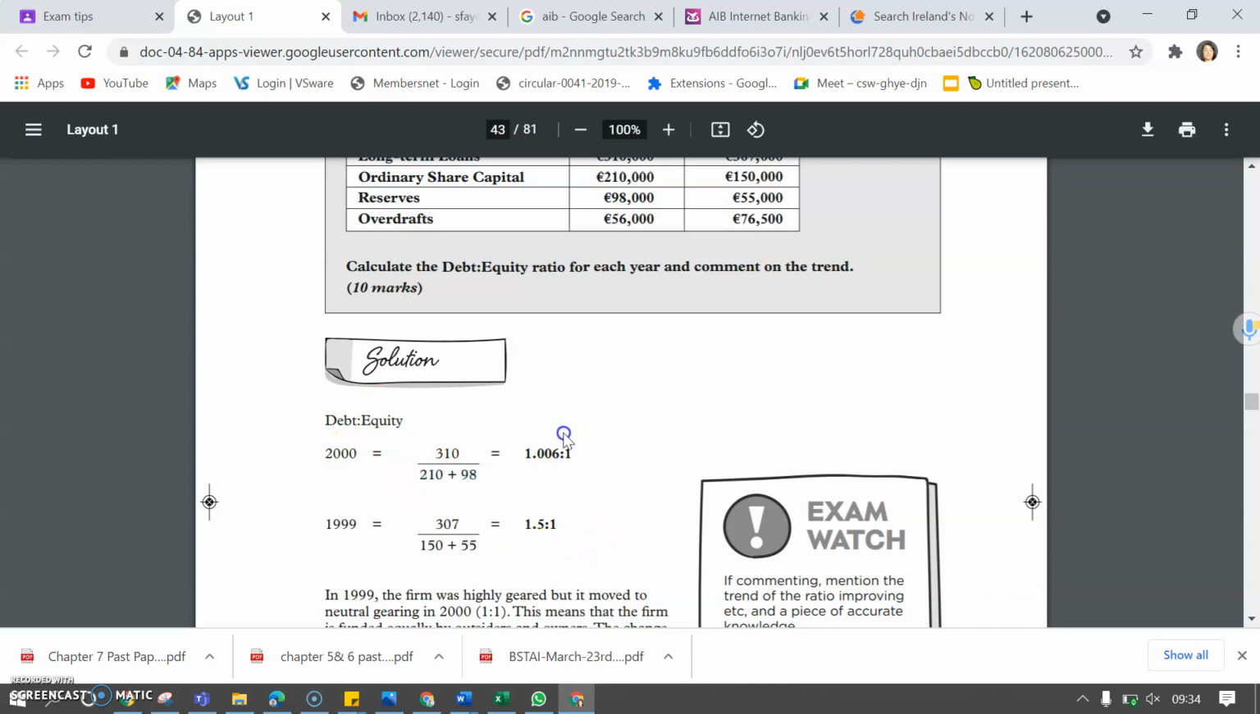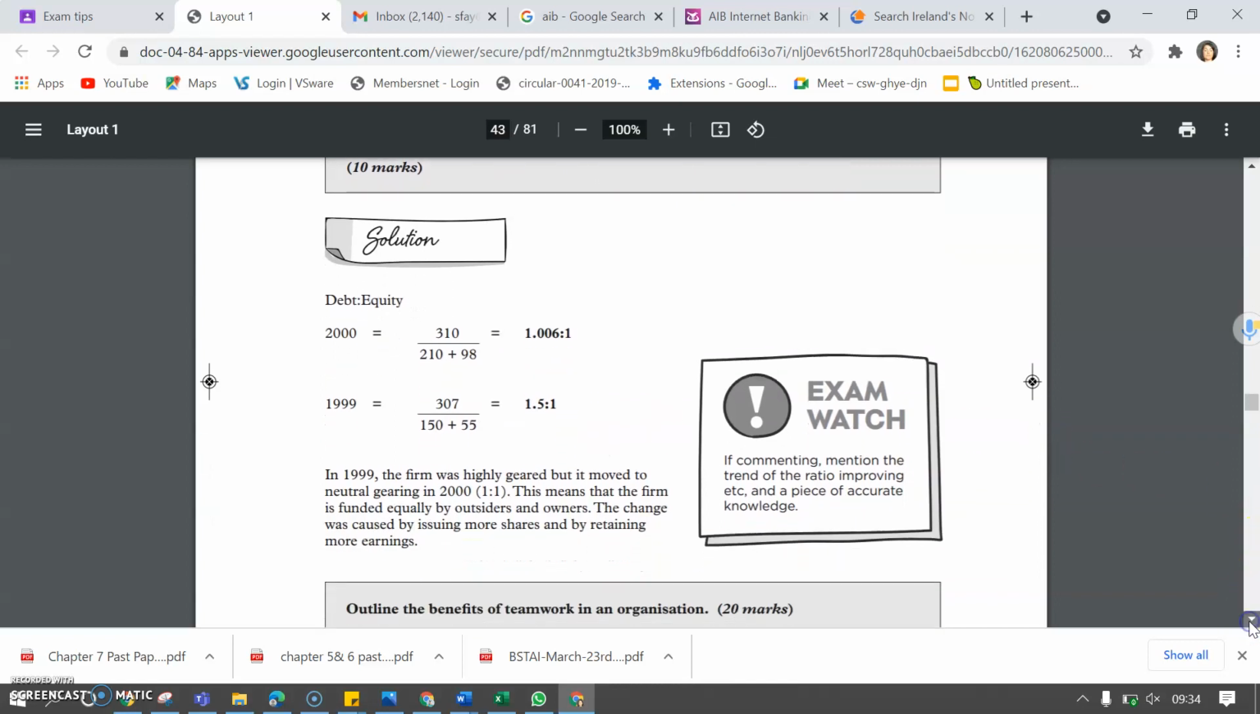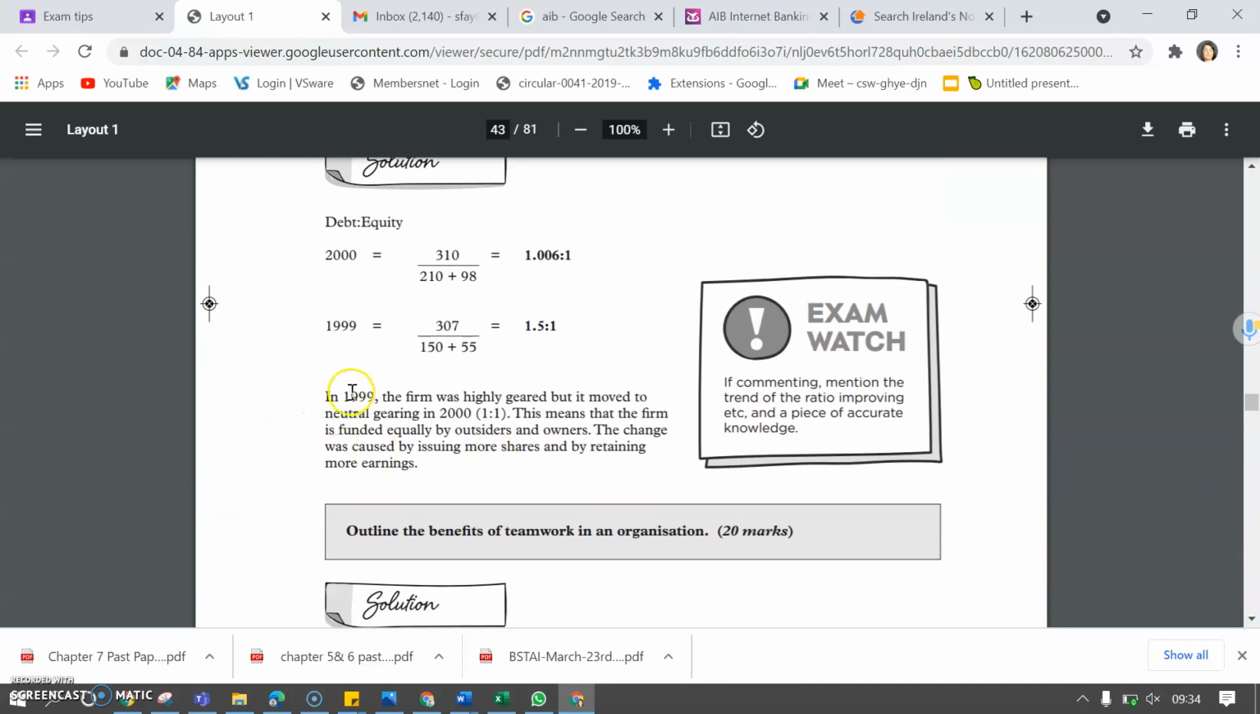So that was in 2000 and 1999. In 1999 your debt was 1.5 times your equity, whereas in 2000 it's only 1:1. So that's improved. So that's your comment. In 1999, the firm was highly geared, but it moved to a neutral gearing position, 1:1, in 2000. This means the firm is funded equally by outsiders, debt, long-term loans, and owners. The change was caused by issuing more shares and by retaining more earnings.